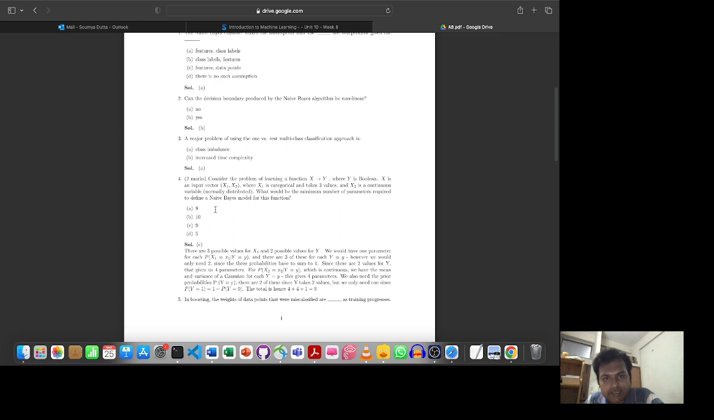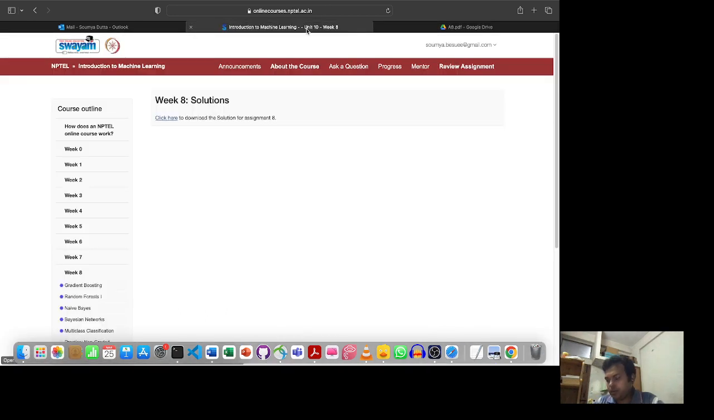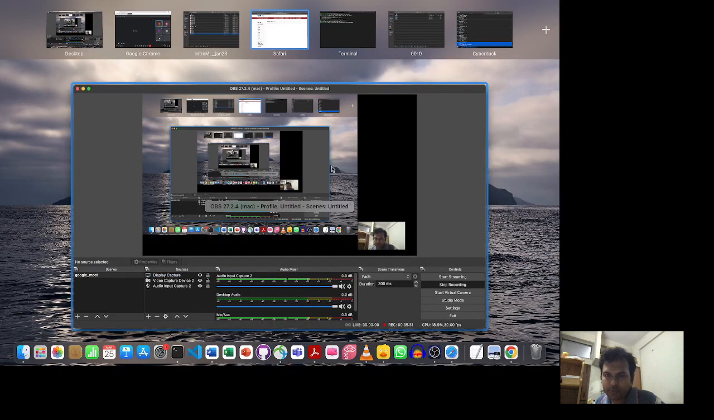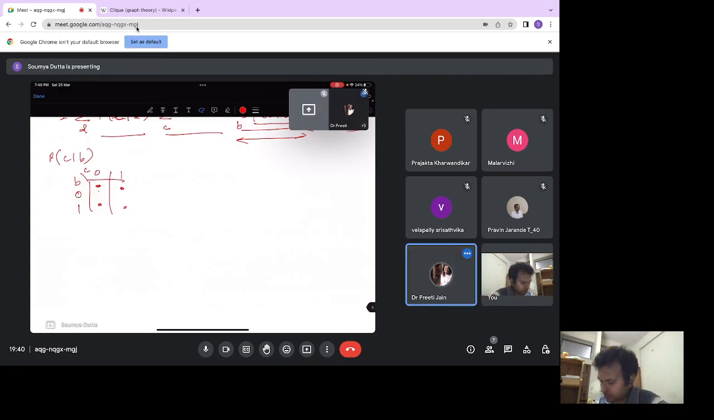See, x1 is categorical, right, and it takes 3 values. Yeah, so let me write it down here. In that sum, should the answer be 8 actually? Let me try to see. 2 to the power 3 is 8. So I don't know how 9 came because of that.